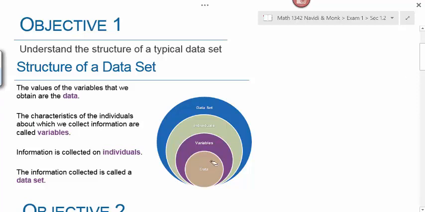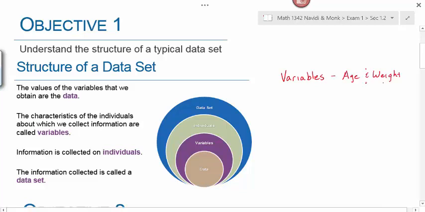The first objective is understanding the structure of a typical data set. For a typical data set, the numerical values that we collect from individuals are the data values. The category of what those numbers represent, for example, age, weight, blood pressure, those would be the variables that we're talking about. So if I had a classroom full of students that I wanted to find the average age and the average weight for, then the variables would be things like age and weight. The data values would be the numbers for each individual that I get. The individuals would be the subjects of my study, and all of this together incorporated forms our data set.